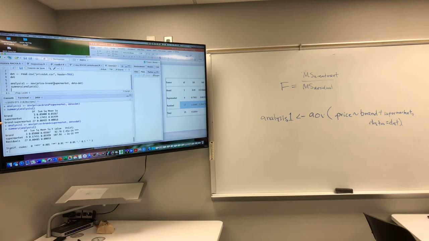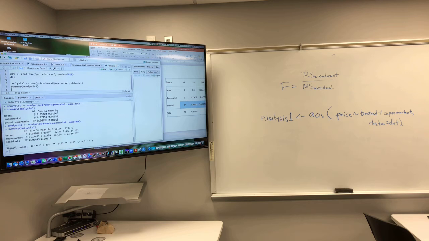Now this stuff that was in the interaction term is now defined as the residual variation, the variation that is unexplained by brand and unexplained by supermarket. Because that is now a residual, it will do mean squared brand divided by mean squared residual to get that F value. It will do mean squared supermarket divided by mean squared residual to give you that F statistic, and it will test those.